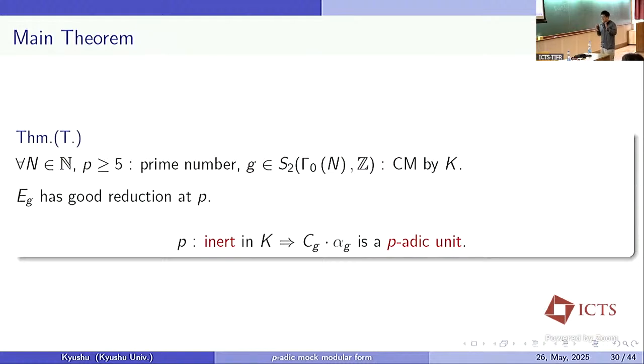Okay. Now, the preparation has finished, and I will prove the main theorem from now on. First, we recall the statement of the main theorem. Let n be a natural number, and p be a prime number that does not divide n. Sorry, p is a prime number greater than or equal to 5, and z is in S2 gamma 0 n, and z is CM by k. Furthermore, we assume that EZ has good reduction at p. If p is inert in k, then Cz times alpha z is a p-adic unit.